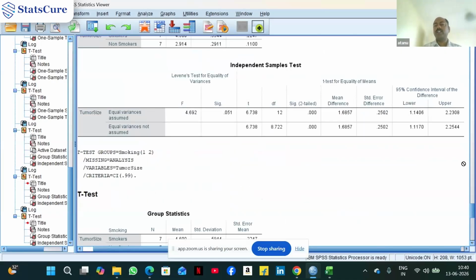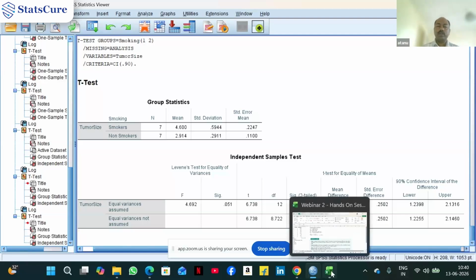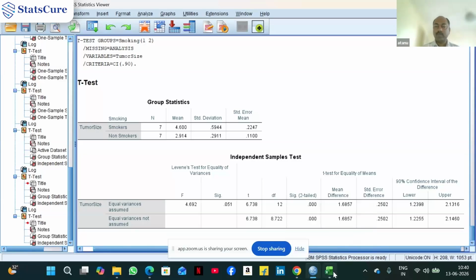So you can change these confidence interval levels, that window, by considering 90, 95, and 99. By default, we always consider 95, but just for illustration purposes, we can change it as well. So if the independent t-test is done, now let's go for the next one.